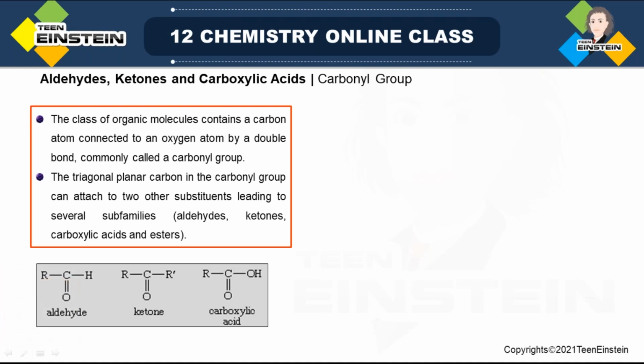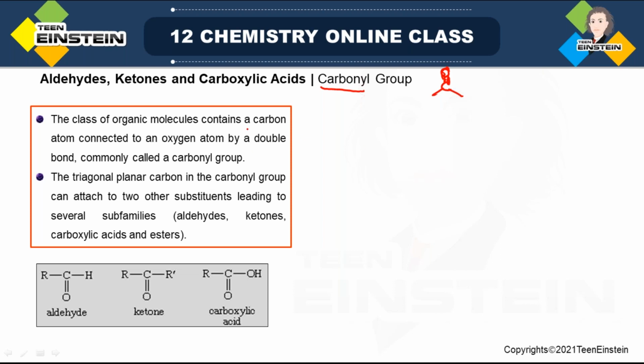Hello everyone. Today we're starting a new chapter: aldehydes, ketones and carboxylic acids. Today we'll discuss the carbonyl group, its structure, and the nomenclature of aldehydes and ketones. In all these three types of molecules, one thing is common, and that is the carbonyl group. This group is C double bond O, and carbon will have two more bonds, and on both sides there may be any substituents. So this is the carbonyl group.